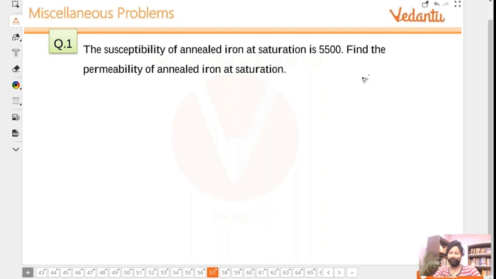Yes, please try this question. Find the permeability of annealed iron at saturation. Susceptibility is given to you. You have to find the permeability, not the relative permeability. Sai Kumar, you're going in the right direction. You have found the relative permeability. You have to find the permeability. Anybody who doesn't multiply and finally give the answer, you can leave it in terms of 4 pi and all that. And that's fine.